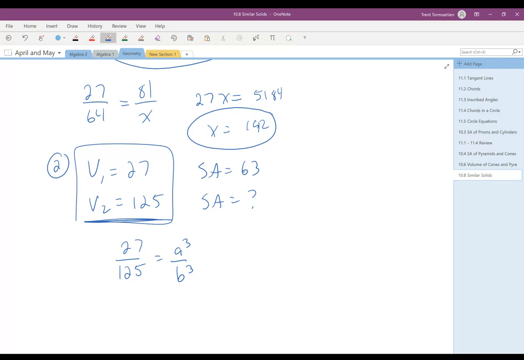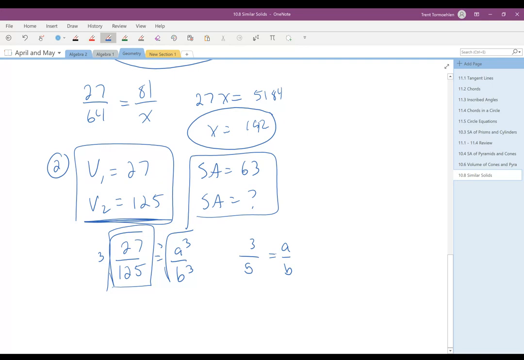So you take the cube root of both sides. The cube root of 27 is 3. The cube root of 125 is 5. That is going to equal A over B. So if the ratio of the volumes is 27/125, you take the cube root of that to find the ratio of the sides, which is 3/5. I want to find something out about surface area, so I need to square this. That means the ratio of the surface areas is A squared to B squared, and that gives me 9/25.